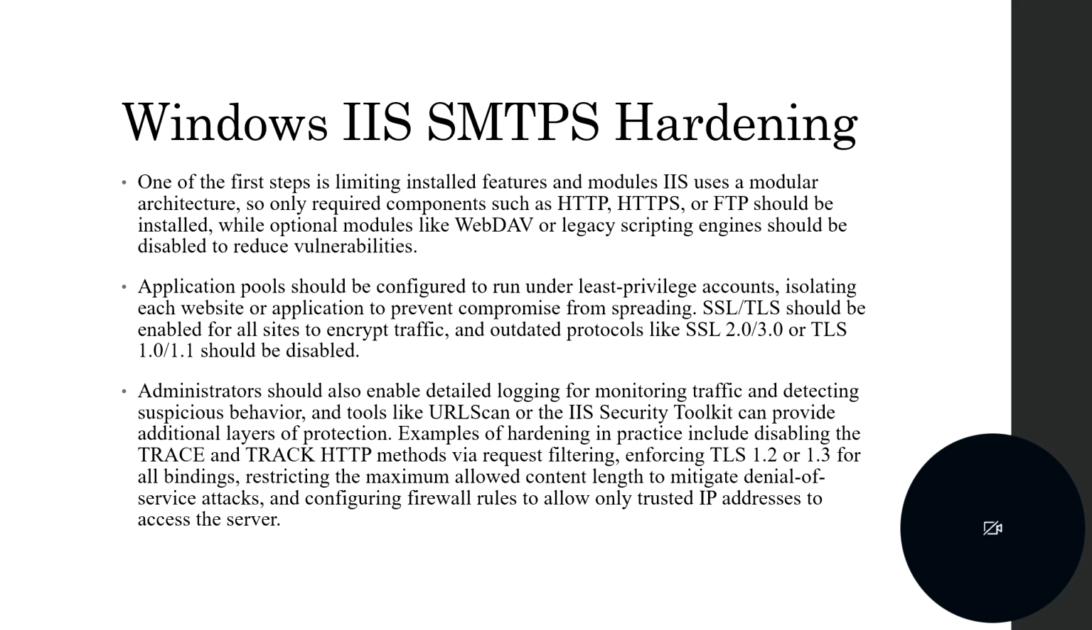Administrators should also enable detailed logging for monitoring traffic and detecting suspicious behavior, and tools like URLScan and the IIS Security Toolkit can provide additional layers of protection. Examples of hardening in practice include disabling the TRACE and TRACK HTTP methods via request filtering, enforcing TLS 1.2 or 1.3 for all bindings, restricting the maximum allowed content length to mitigate denial of service attacks, and configuring firewall rules to allow only trusted IP addresses to access the server.